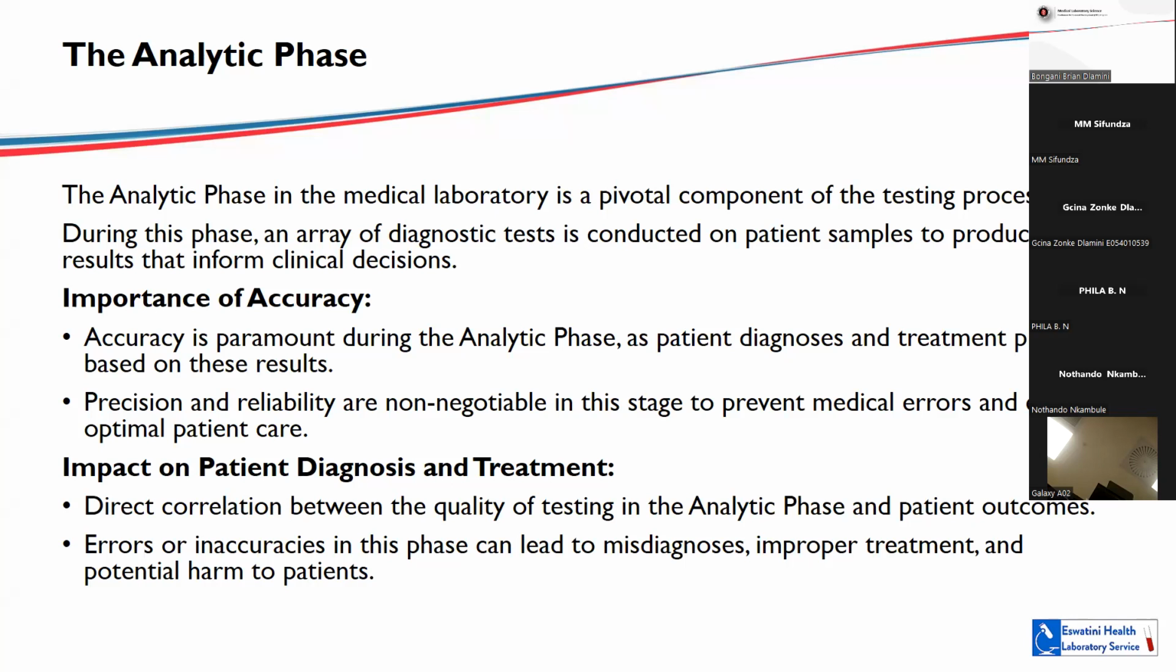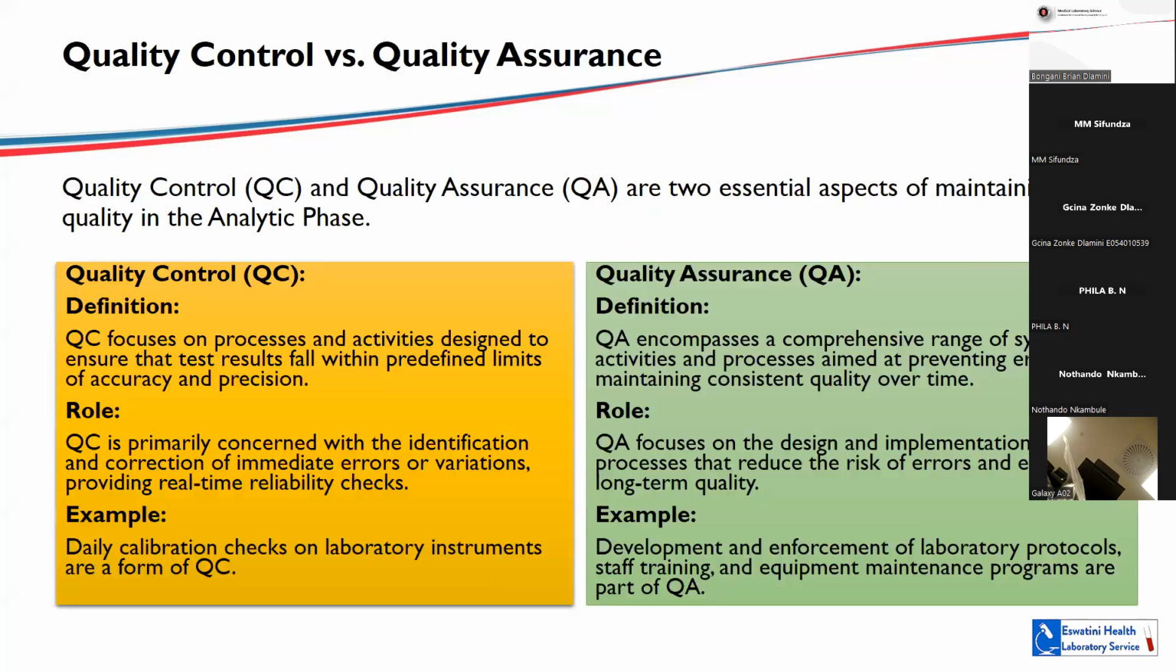Errors and inaccuracies in this phase can lead to misdiagnosis, improper treatment, and potential harm to patients, or even death can occur due to errors. Some usually say a laboratory is not a zone for errors, so we need to try and prevent errors at all costs. So let's look into the difference between quality control and quality assurance.